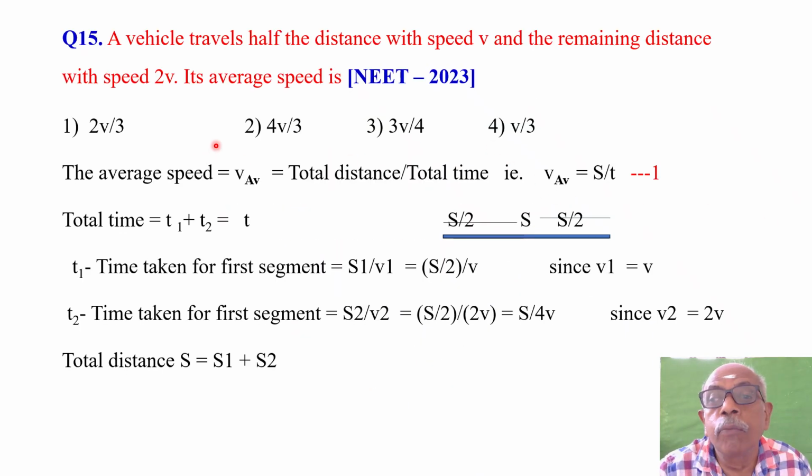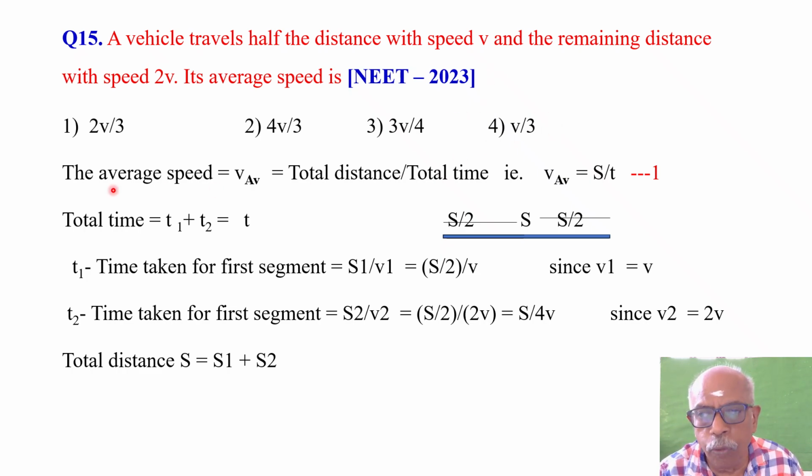The question is, a vehicle travels half the distance with the speed v. And the remaining distance, it means the other half, is it not, with the speed 2v. So the speed becomes 2 times. Its average speed is how much? This question has been asked in the NEET examination in the year 2023.